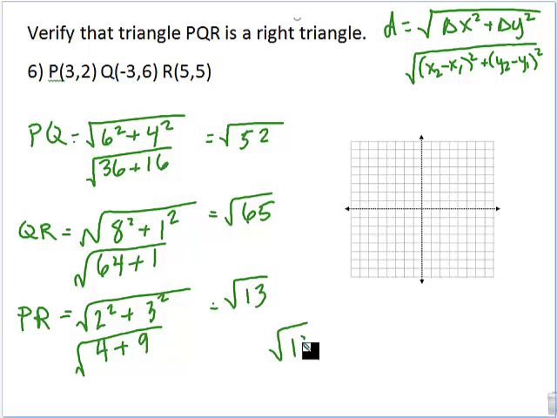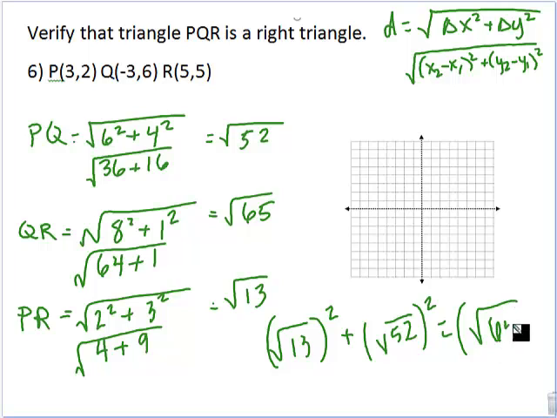65. So that means we're going to take the square root of 13, square it, plus the square root of 52, square it. Does that equal the square root of 65 squared? What happens when you square a square root? Yeah, it gets rid of it. So this is really just saying, does 13 plus 52 equal 65? That's why we don't have to worry about simplifying them down, because we're going to square them at the end. So does 13 plus 52 equal 65? Yep.